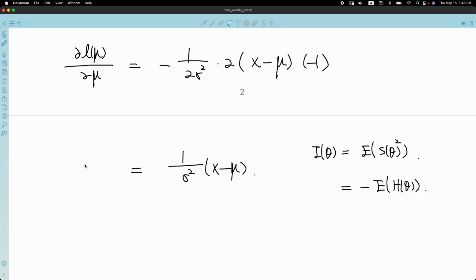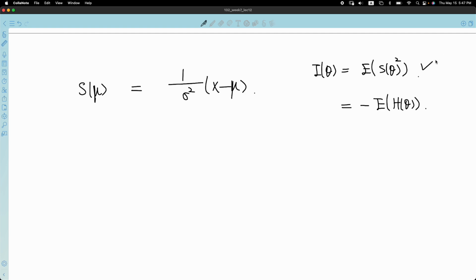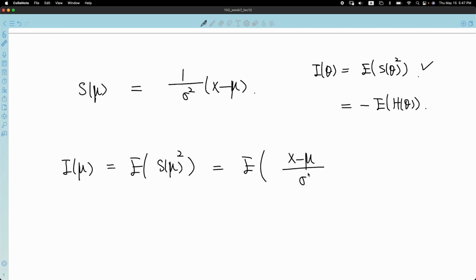I can also call this the score function for mu. So here the theta will be equal to mu, and I'm going to use the first version. The left-hand side will be the Fisher information for mu. And then I'm going to use the first formula, which is the expectation of the score function squared. We will have the expectation of x minus mu over sigma squared. That is the score function, and then all together raised to the power of 2. So the score function squared.